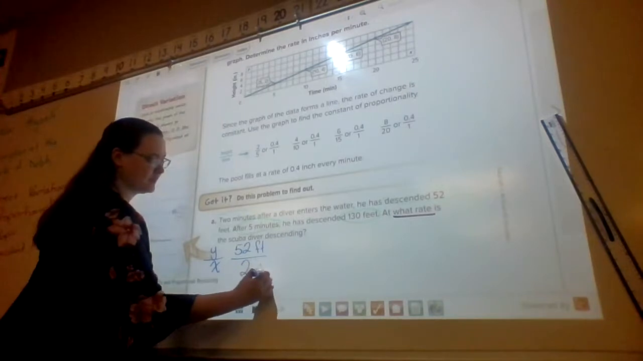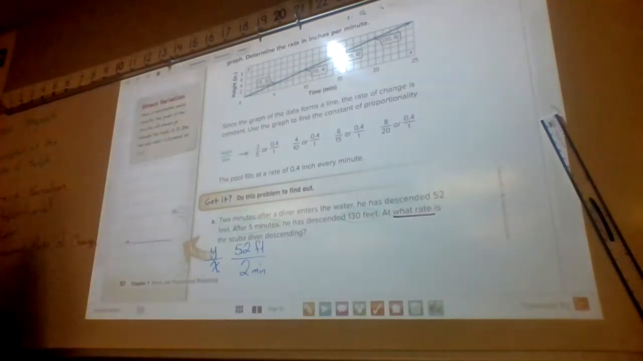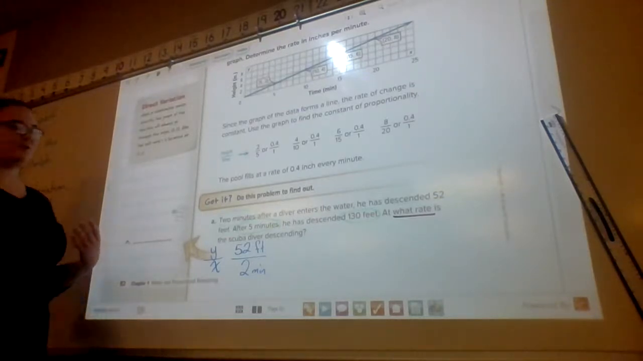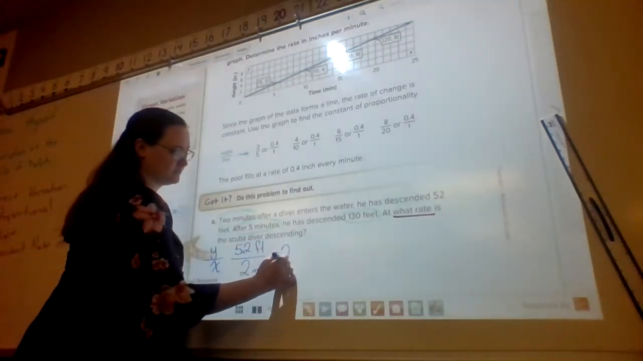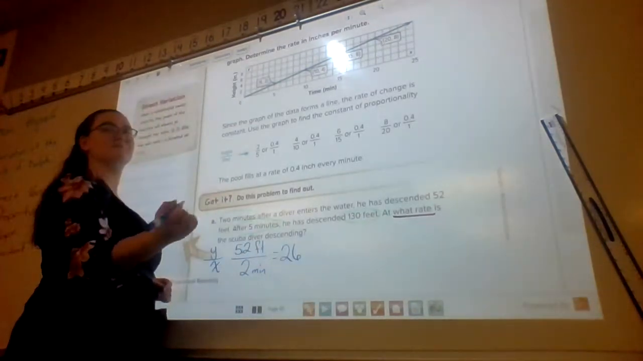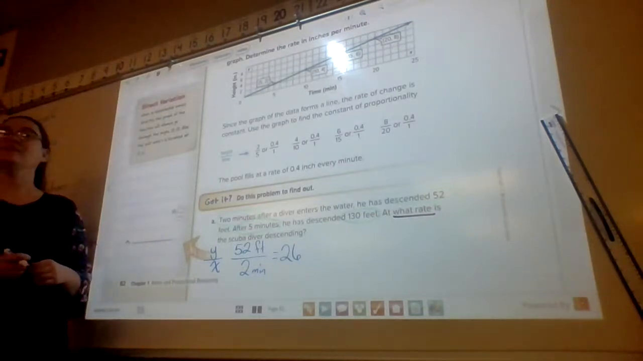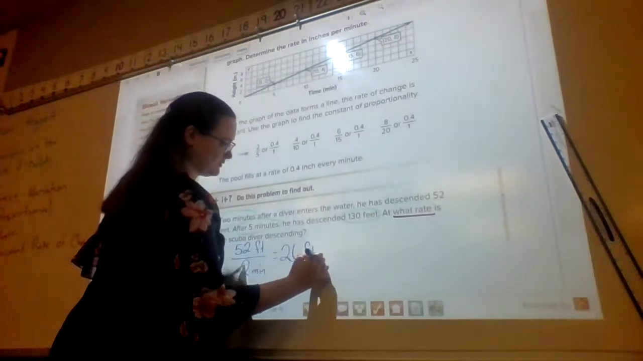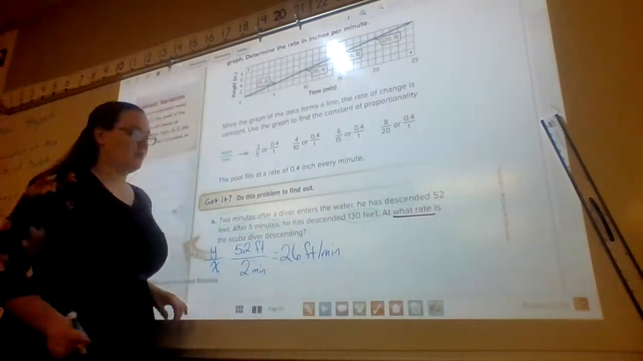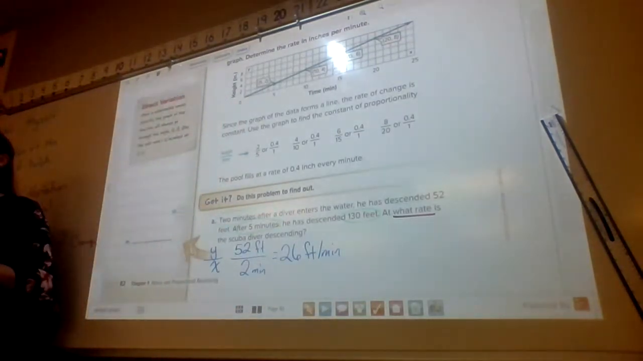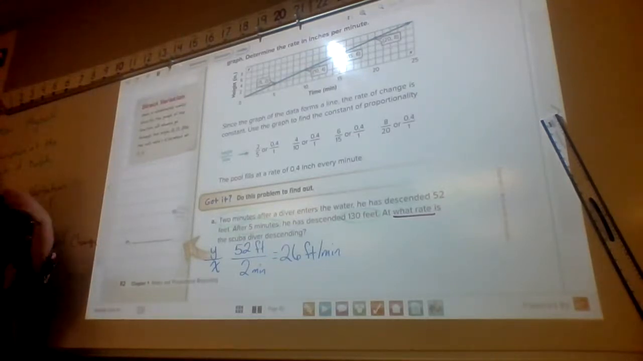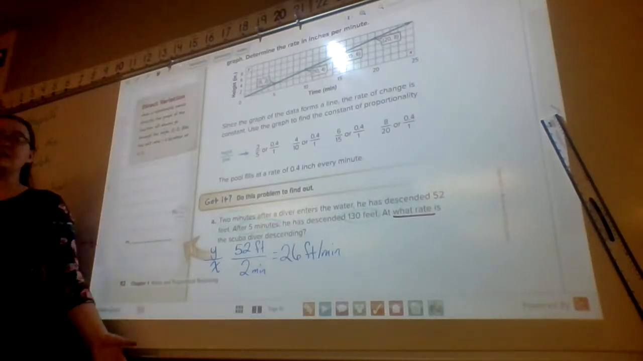Minutes. What do we do now? Divide. What are we dividing by? What is 52 divided by 2? 26. Remember, Miss Lomar gets picky. But does that guarantee that we have a direct variation? Does that guarantee we are proportional? No. So we have to do it a second time.